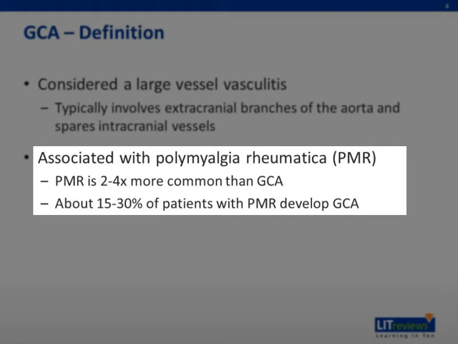GCA can be associated with polymyalgia rheumatica, otherwise known as PMR. PMR is 2 to 4 times more common than GCA. Not all patients with GCA will develop symptoms of PMR, which include pain in the neck, shoulder girdle, and pelvic girdle. Only about 15 to 30% of patients with PMR will develop GCA, but it is important to look for GCA in these patients as it can clearly affect prognosis and treatment. PMR is the topic of another Learning in 10 lecture.